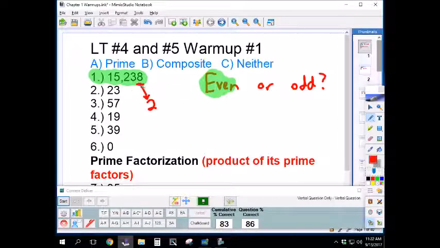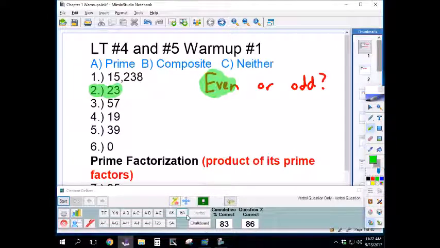And because it's even, we know that all even numbers are composite, except for 2 and 0. Those 2 are not composite. But 4 and larger even numbers are always composite. Okay, make sense? Okay, I want you to do that same process. Let's go to number 2.